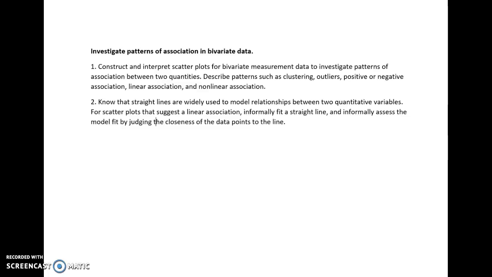And just as an example, for scatter plots that suggest a linear association, informally fit a straight line and informally assess the model fit by judging the closeness of the data points to the line. So students in 8th grade are introduced to this idea of finding a best fit line, and it's very informal, just sort of guessing what's going to be best, and informally judging the closeness of the data points as well. So I'd like to talk a little bit in this quick video about what that looks like more formally.